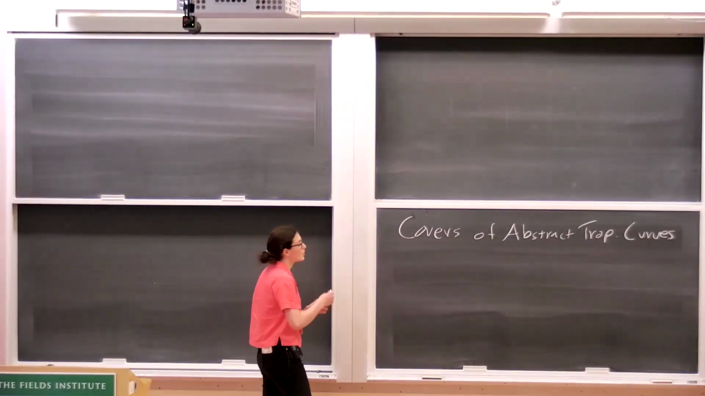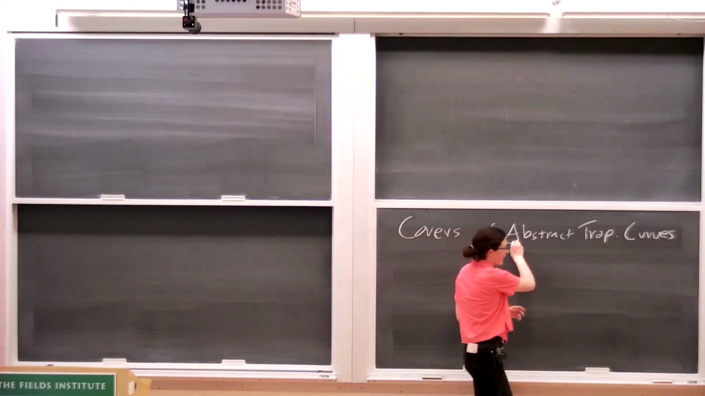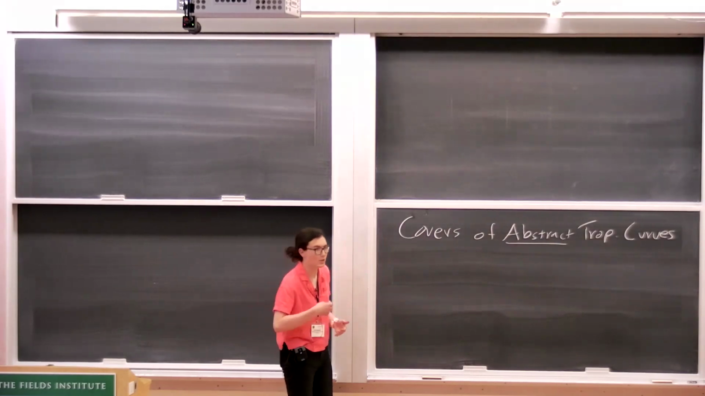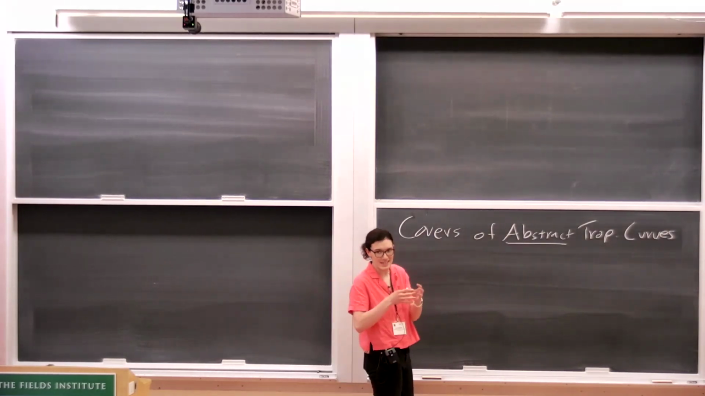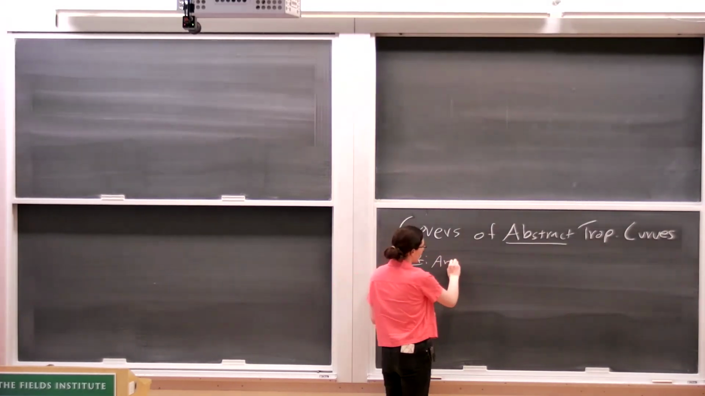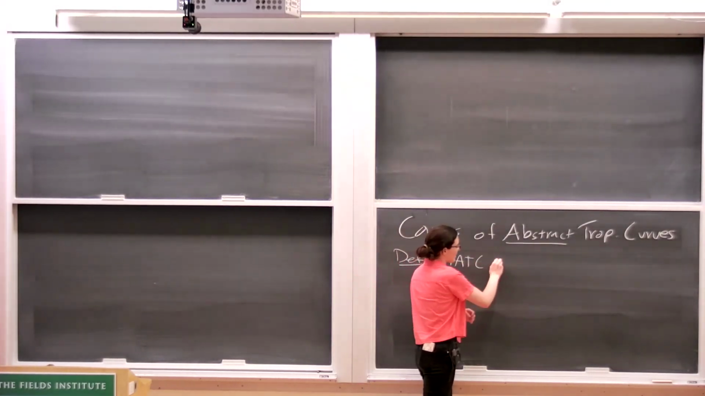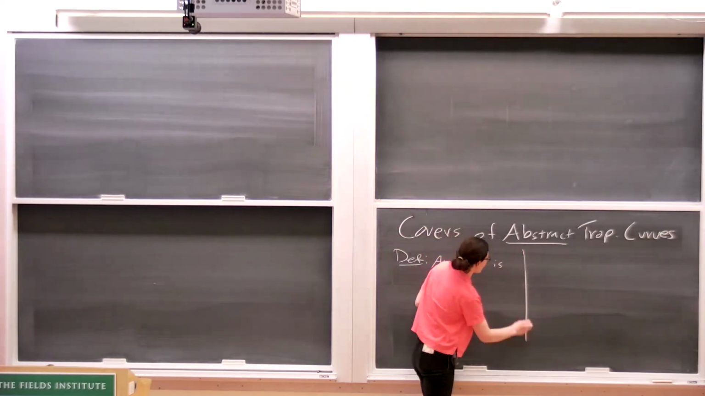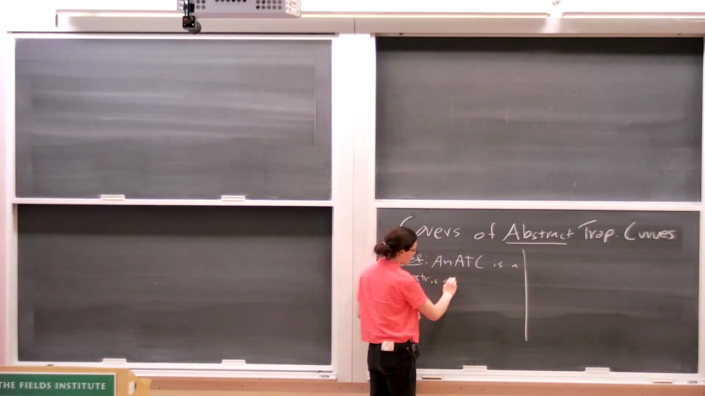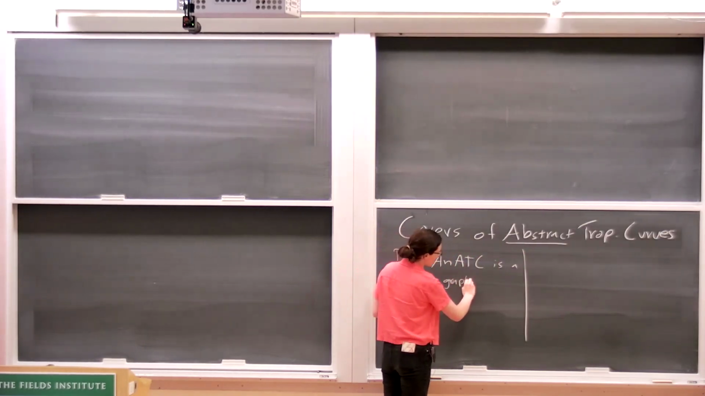So first, I want to define what an abstract tropical curve is, as opposed to the more concrete tropical curves that we saw in one of the talks yesterday, where they're living in the plane. So here, I'll define an abstract tropical curve to be a metric graph. So just a graph with lengths on its edges.